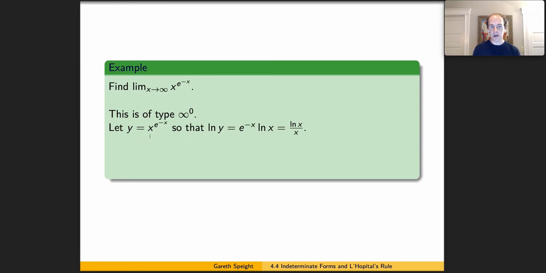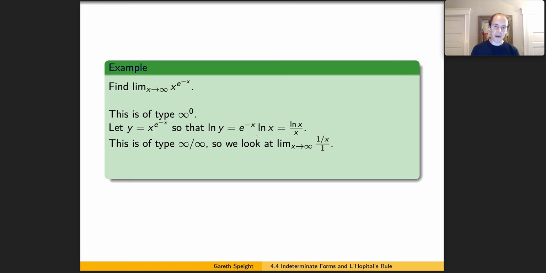ln of y is ln of x to the e to the minus x. We bring out the power, we get e to the minus x times natural logarithm of x. So here is our indeterminate product. And then we were supposed to find some way to write that as a quotient so that we can use L'Hopital's rule. Here we're very lucky because already the e to the minus x is 1 over e to the x. So we can very easily write it as a quotient. Sorry, here should be ln x divided by e to the x. Okay, my mistake here. ln x divided by e to the x.